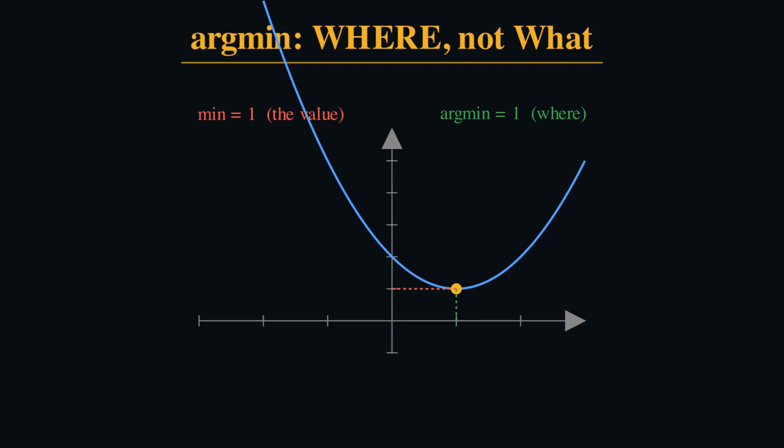Think of a household thermostat. The minimum is the low electricity bill, but the arg min is the actual 70-degree setting you program on the dial. So this line just says, the parameters that make the loss smallest. That is the entire goal of training.